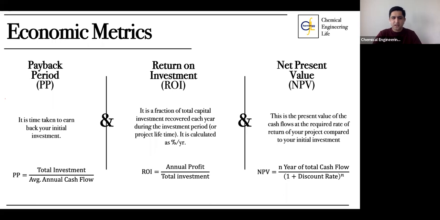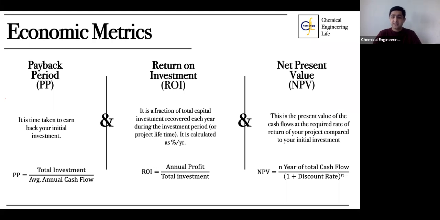Let's say you're buying a shop and you go to the bank and the bank gives you $100. The payback period tells us how much time it will take for us to pay back that loan 100% to the bank. And that is calculated as your total investment divided by your average annual cash flow. So how much money you make in a year for your investment. And you end up getting the years, how long it will take for you to give back the money.